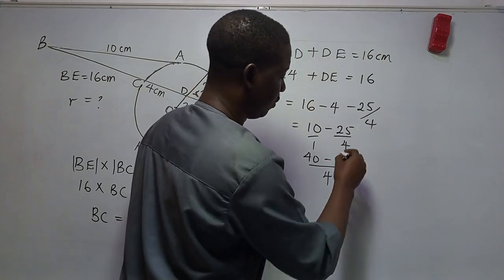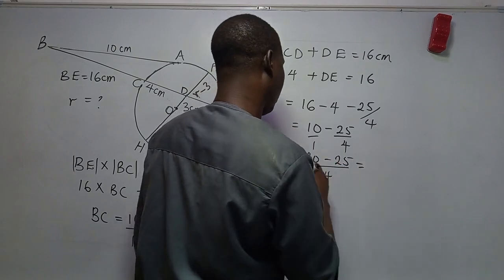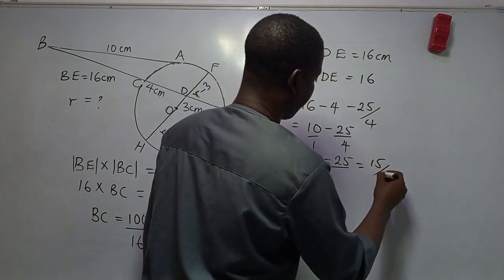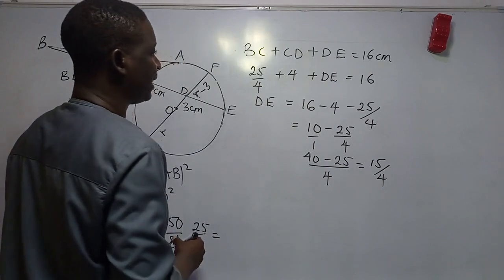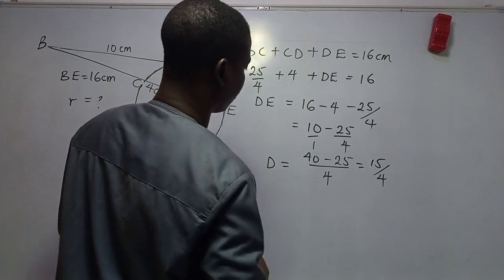Then minus 25. What do we have? We are going to have it as what? 45 minus 40 minus 25 gives us 15 over 4. So that is 15 over 4 equal to DE. DE is equal to 15 over 4.